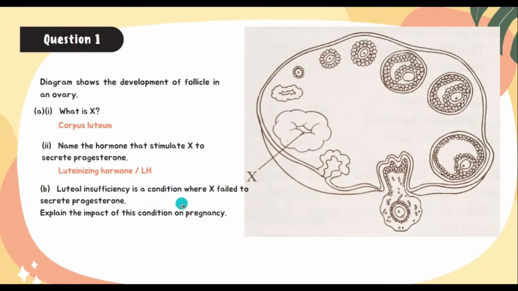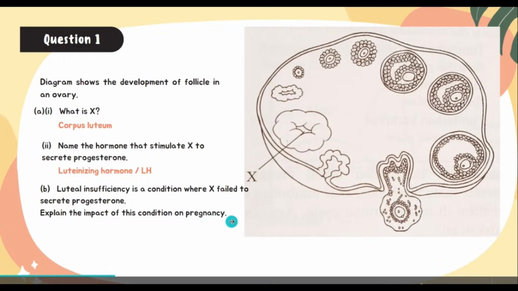Alright, so before you answer this question, first of all, you need to understand what is the function of progesterone. Put that in your mind. The basic function of progesterone is to maintain the thickness of the endometrium. But in this case, eggs fail to secrete progesterone. That means the progesterone level decreases, not enough progesterone. So how will it affect the pregnancy?